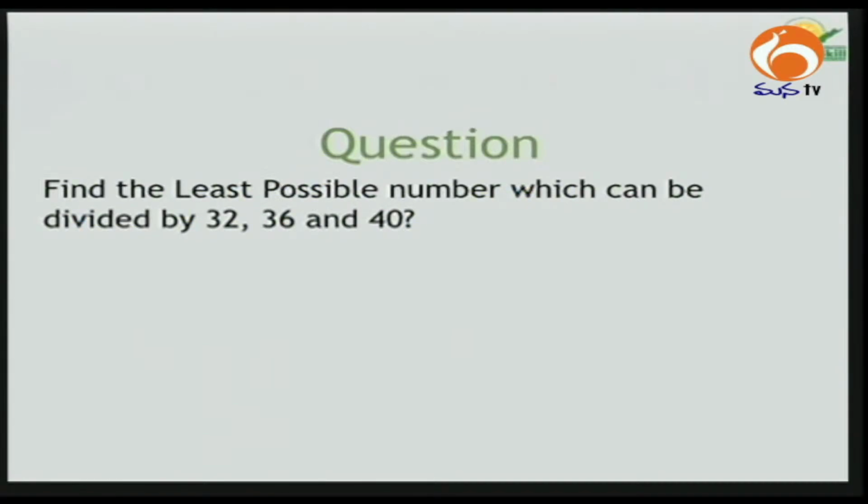Find the least possible number which can be divided by 32, 36 and 40. I repeat, find the least possible number which is divisible by 32, 36 and 40. What is the least possible number? So simple. Once again, you are going to find the LCM for this. Nothing else. No need to break your head. It is just an LCM.